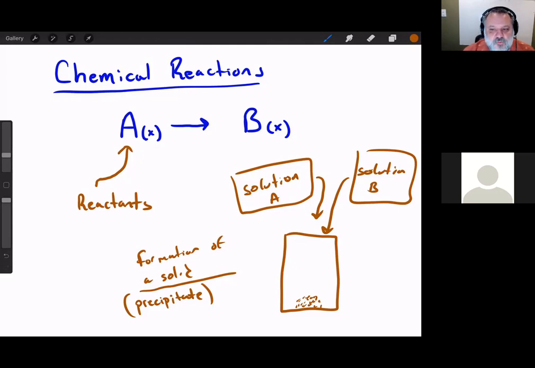So I don't want you to get confused in this idea of forming a solid or forming a gas. That definitely precludes anything that's a state change, right? Baking soda and vinegar, that's going to form a bunch of bubbles. And so that's a chemical change. That's the formation of a gas. And so that's what I mean by that. Does that help? Okay.